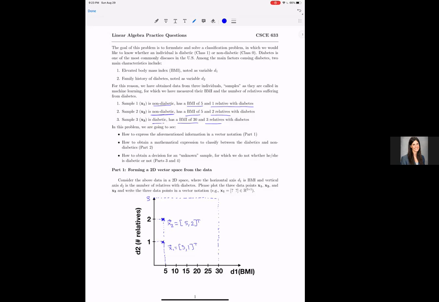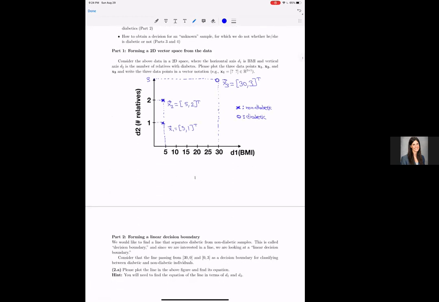Now this time, because X3 is diabetic, I'm going to denote X3 with a circle here, and X3 equals 30, 3. If I wanted to put a small legend here, I could put a legend like that, where X denotes non-diabetic individuals, and this circle denotes diabetic individuals. If I wanted, I could have denoted that with a different color as well. So this pretty much takes care of this first part of this exercise.